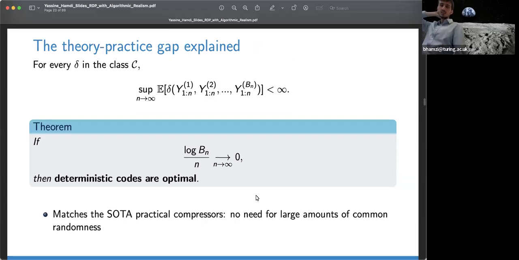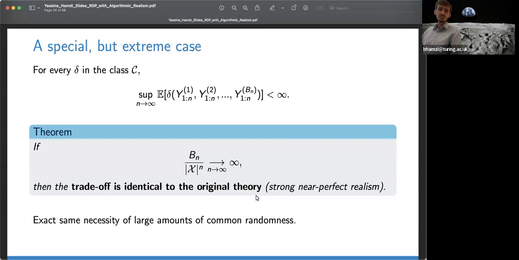And this explains the gap between the state-of-the-art image compression algorithms and the theory, because they're not using common randomness. It kind of explains why you can still get great realism without the need for common randomness. I must admit that this is an asymptotic result. So what I would expect in the general case is that it might be useful to have a little bit of randomness, but certainly not enormous amounts of randomness like the theory is predicting. And we will see a bit more insight about this.